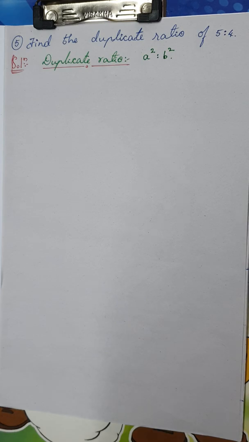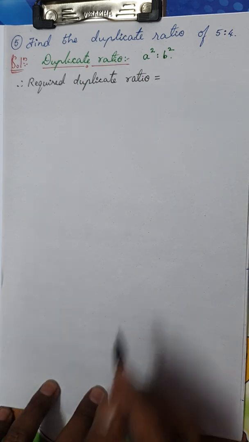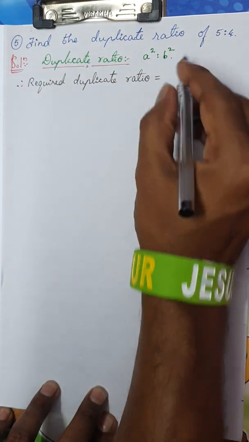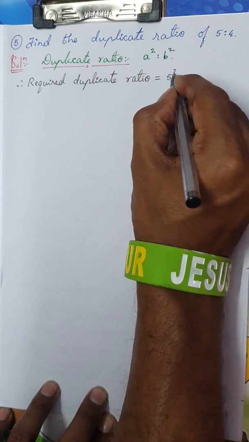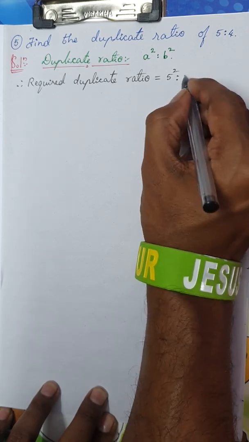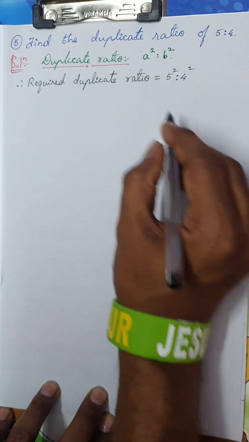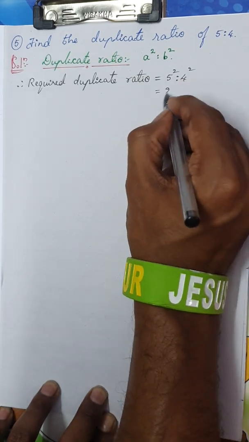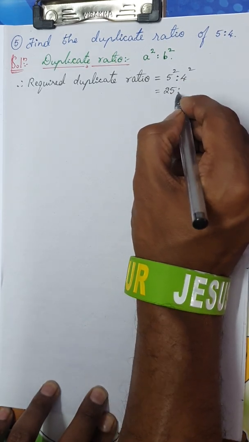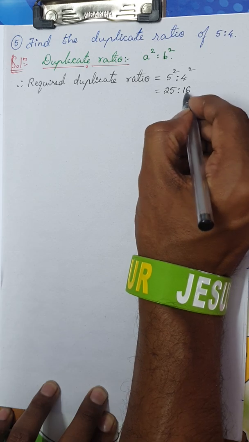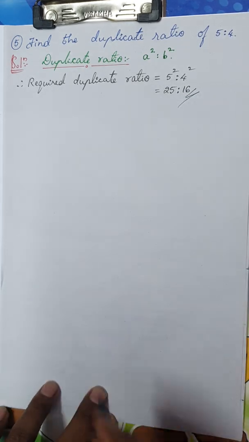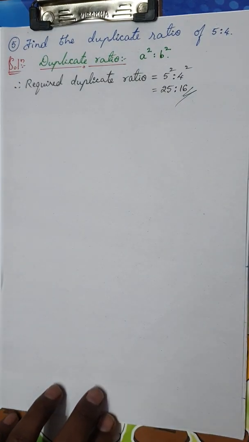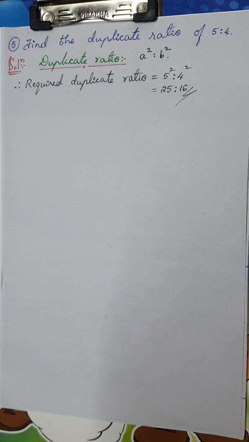Okay, so the required duplicate ratio is A square, that means 5 square is to B square, that is nothing but 4 square. So this is nothing but, we all know 5 square is 25 is to 4 square is 16. In a fraction of seconds you can get 1 mark. Okay, very simple question, dear students. Don't miss it if they ask you in the main examination.